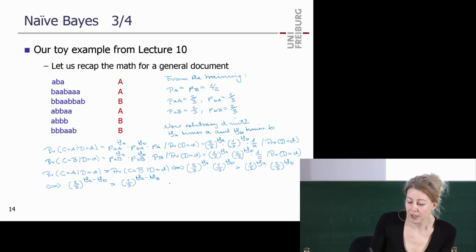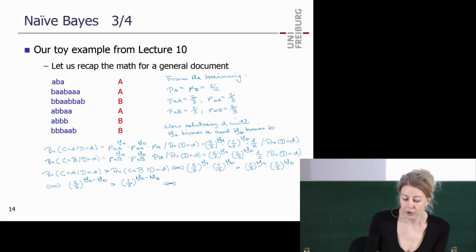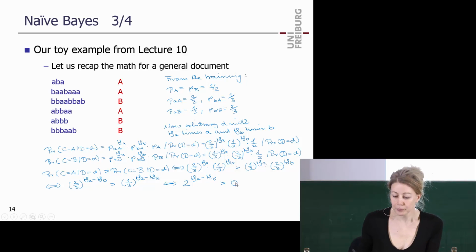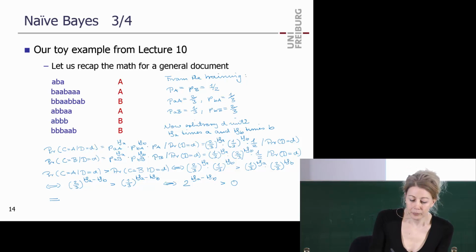Yeah, it's very simple math, and this is equivalent to, now I can just bring the whole thing here, which means it's 2 to the TFA minus TFB greater than 0. And this just happens when the number of TFB is greater than 0, right? Which means if I have more A's than B's, you already guessed this correctly.